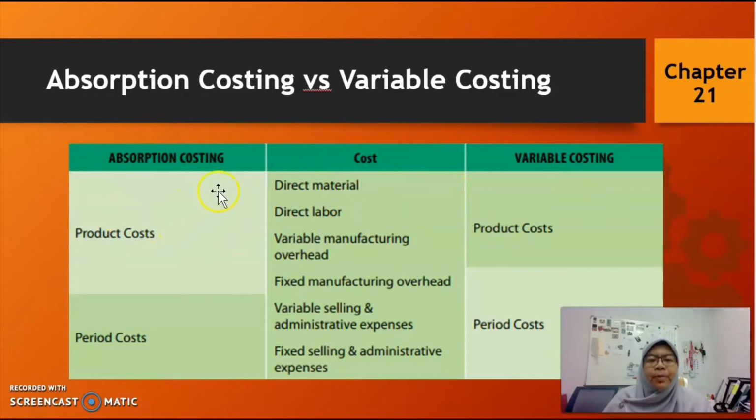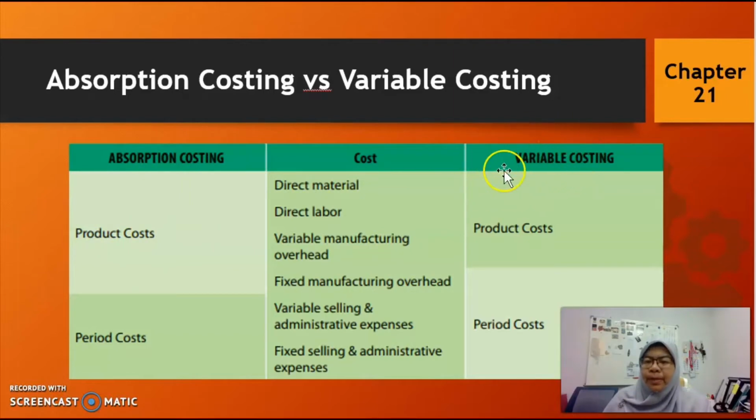For absorption costing, in order for us to calculate the cost of goods that we manufacture, that we produce, what are the product costs that we're going to include? We're going to include all the cost elements that you have learned in the last chapter. So under absorption costing, we include all product costs. All product costs include direct material, direct labor, and manufacturing overhead. Manufacturing overhead includes variable and fixed. So all cost elements will be included in the calculation of product cost under absorption costing.